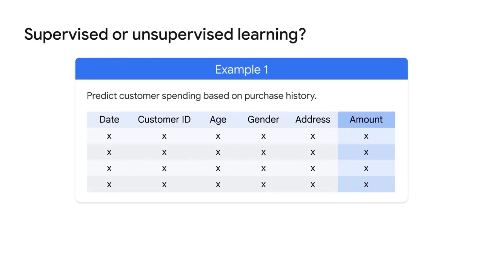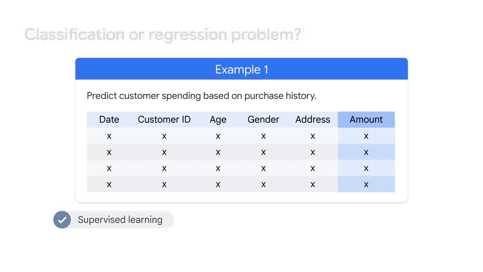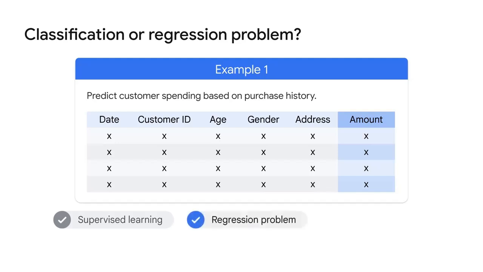All right, time to test your learning. You are asked to predict customer spending based on purchase history. Is this supervised or unsupervised learning? Yes, that's supervised learning because you have the labeled data, the amount the customers have spent, and you want to predict their future purchases. Is this a classification or regression problem? Yes, it's a regression problem because it predicts a continuous number, future spending.